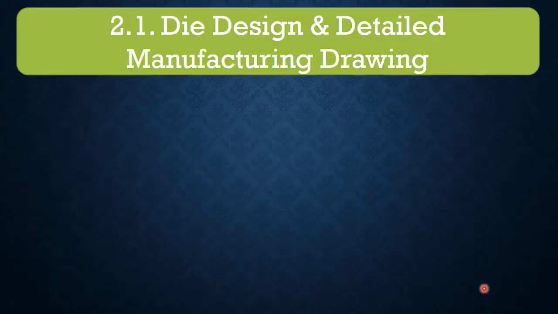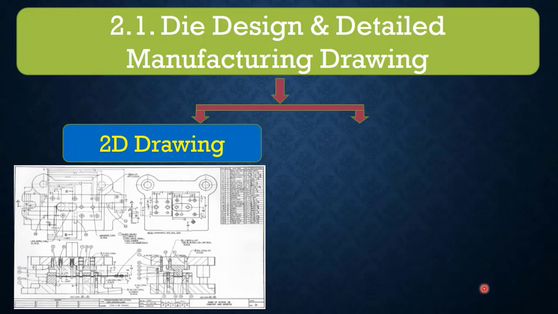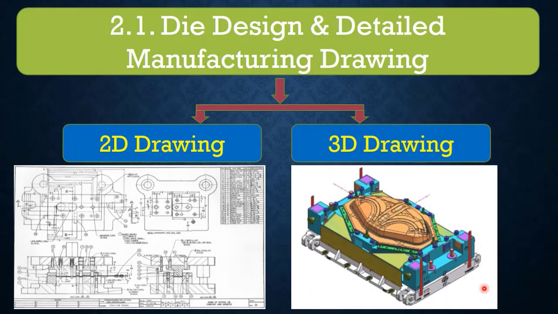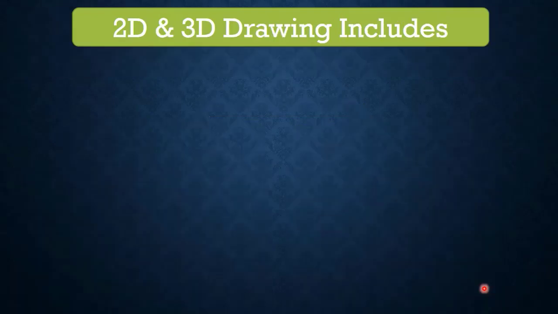So today's topic is 2.1, die design and detailed manufacturing drawing. There are two categories: one is 2D drawing and the second is 3D drawing. Why do we need the die drawings in 2D and 3D, and what are the requirements for preparing them? As you know, without a die drawing we cannot make the complete die set with the expected quality.